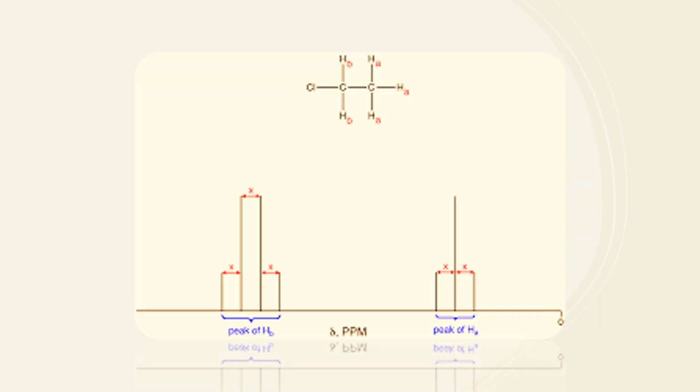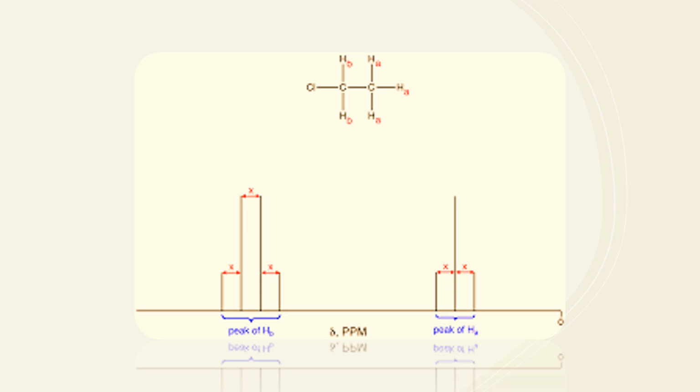The spectrum shows coupling between HA and HB, with the splitting patterns reflecting their interaction. The peak of HB appears as a triplet, indicating coupling with two equivalent HA protons. The separation between peaks in the triplet gives the coupling constant, JAB. The peak of HA appears as a doublet, showing coupling with a single HB proton. The spacing between peaks in the doublet also corresponds to JAB. The consistent coupling constant JAB, measured in Hertz, confirms the mutual coupling between HA and HB.